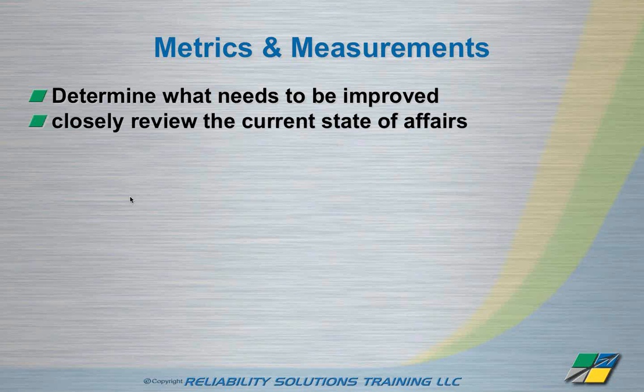The next thing we need to do, and part of determining what needs to be improved, is of course closely reviewing what the current state is, understanding where we are right now. And again, if emotion is allowed to creep into this, it gets fairly charged. But if you can de-emotionalize this using systematic benchmarking type metrics and measures, then it becomes easier.